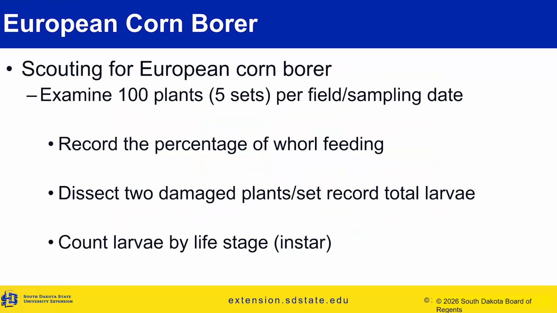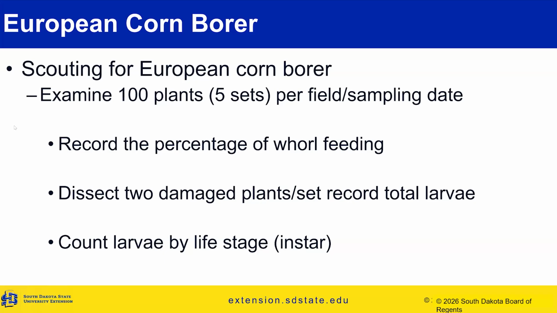When scouting for European corn borer, it's going to take a lot of time to go through and do this because you need to look at 5 sets of 20 plants, so 100 plants per field per sampling date. And so this is why nobody likes the European corn borer. It is a very time-intensive management just for scouting.